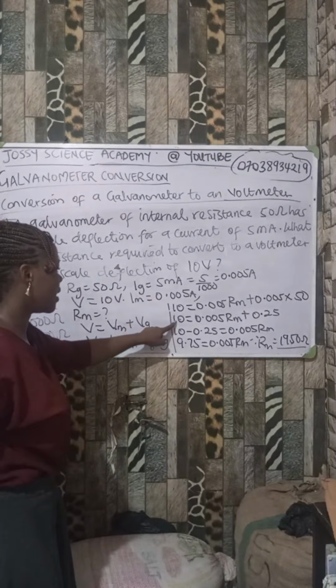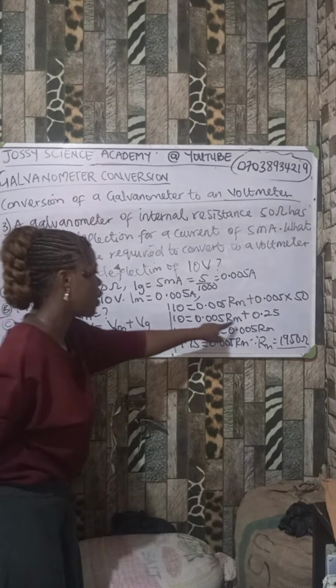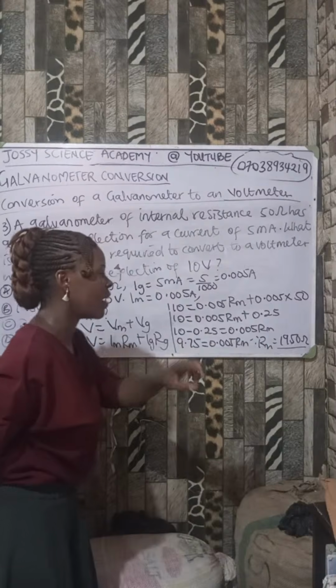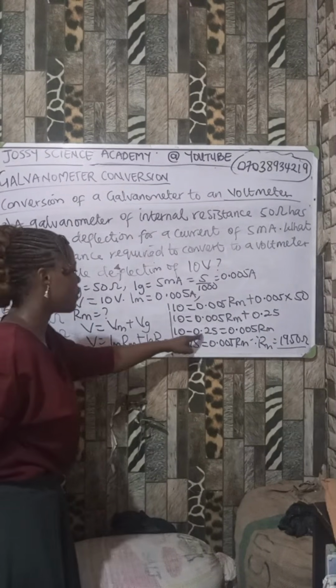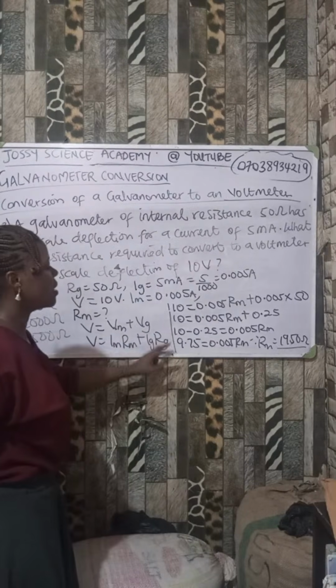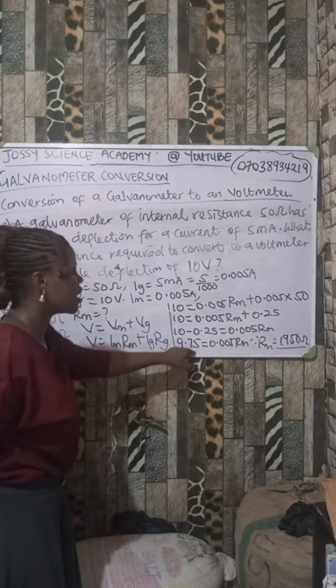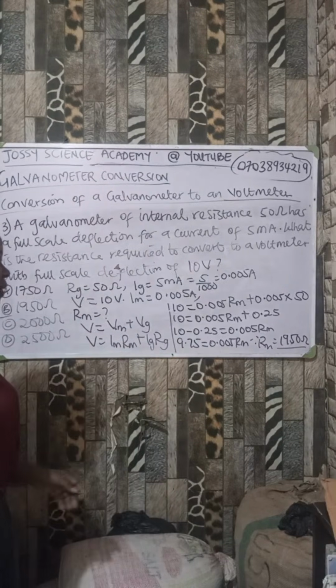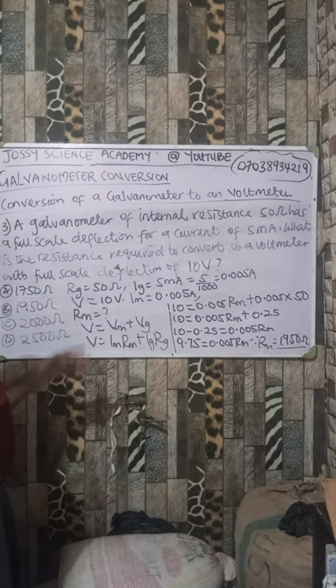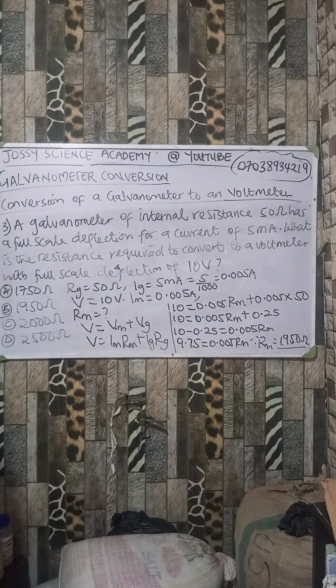We have 10 equals this one plus, when we multiply, 0.25. Collection of like terms: 10 minus 0.25 gives 9.75 equals 0.005 RM. So that gives our answer to be 1950. Are we cleared? All right, so that makes option B the correct answer.